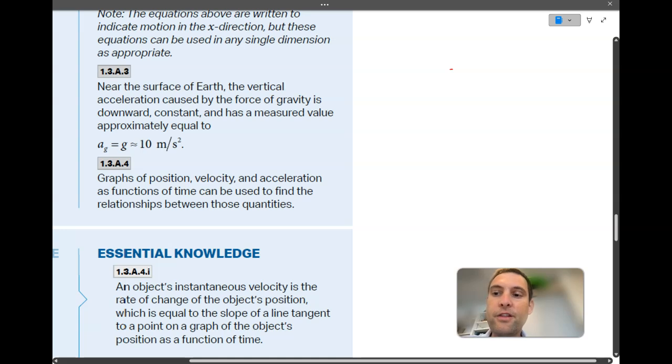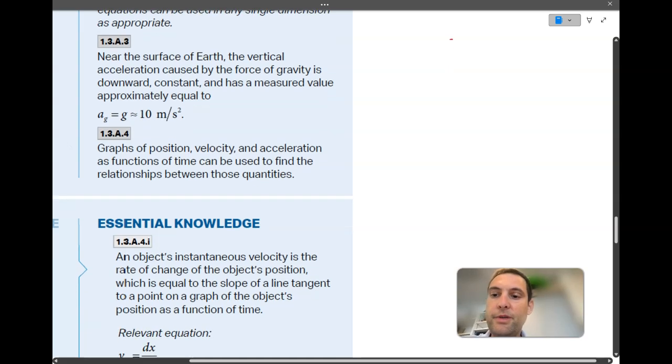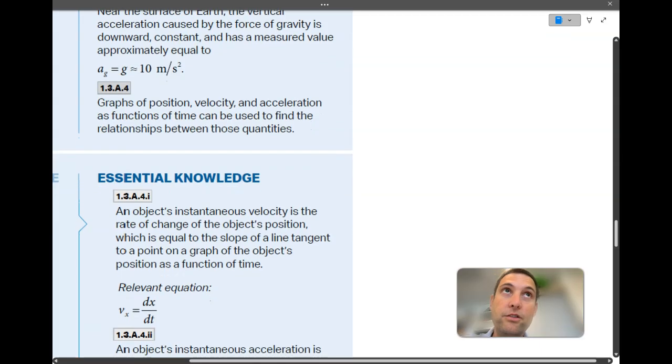Near the surface of the Earth, the vertical acceleration is going to be 10 meters per second squared. Don't use 9.81. It's a time test. And let's keep those calculator strokes down.